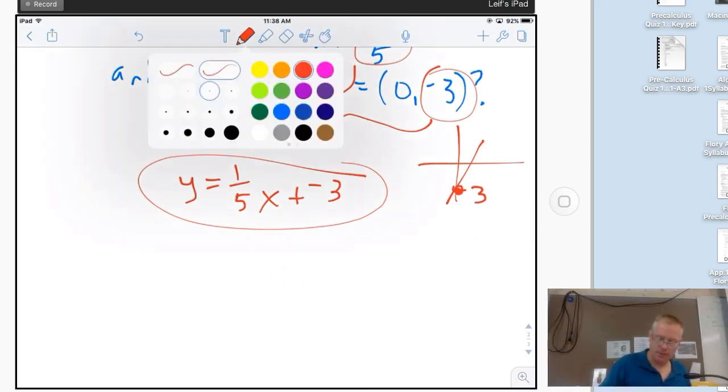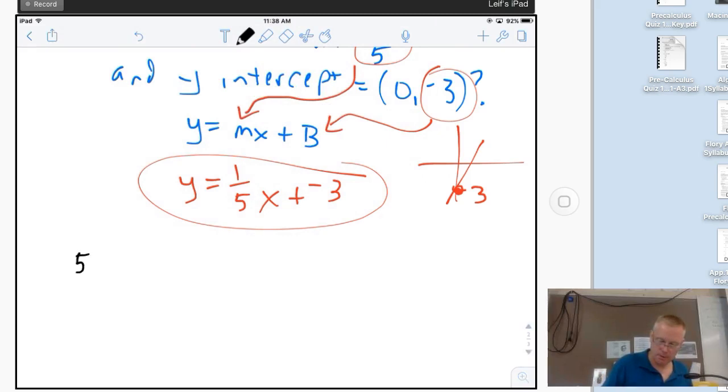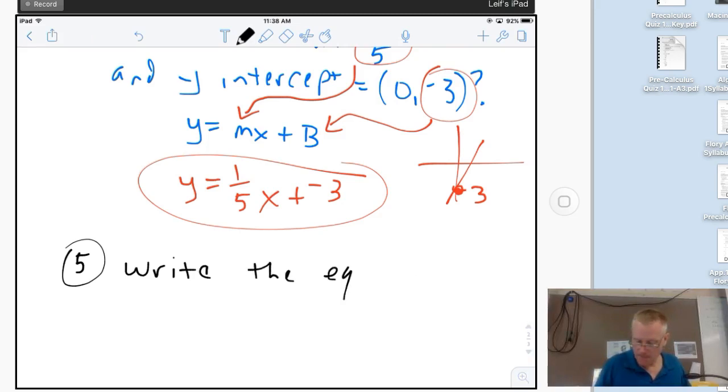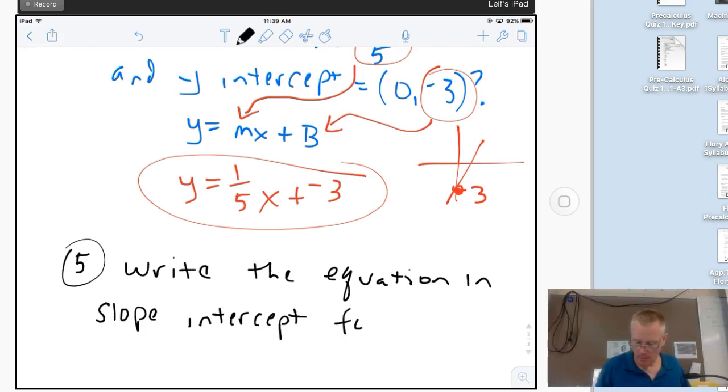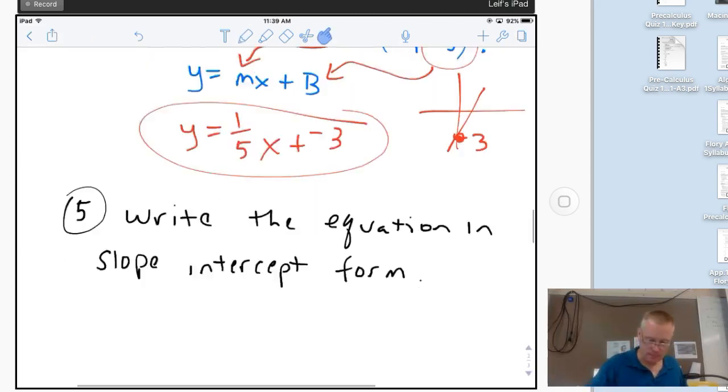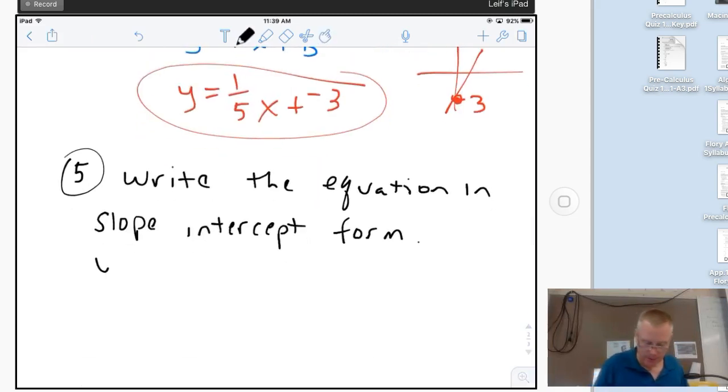Now, here's a big one. Students need to be able to manipulate the equation to get y equals mx plus b. So if I said, write the equation in slope-intercept form, and then I'll take it one step farther and say, what is the slope and the y-intercept?